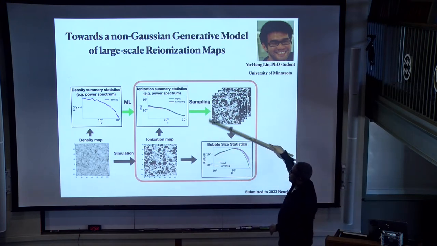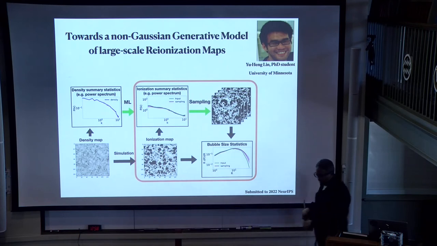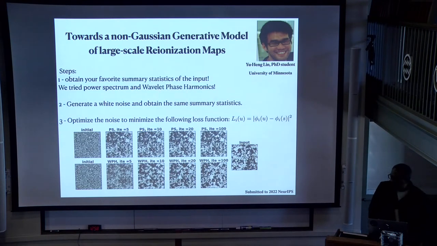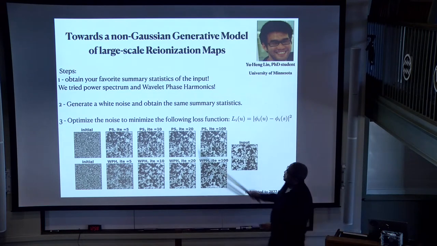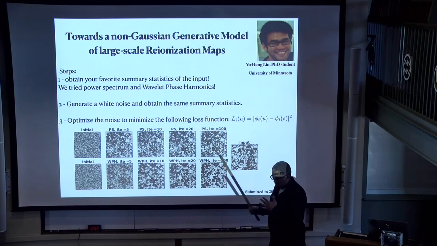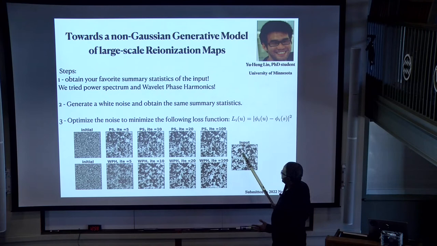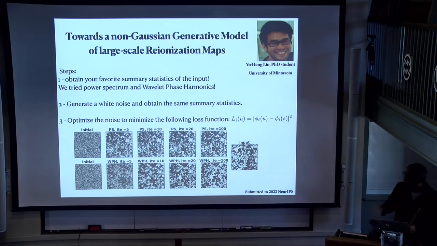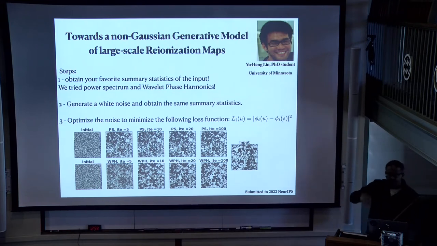So this work is mainly based on: if I give you a summary statistic, like the power spectrum of the ionization field, can I recover the generation of this? And the idea is basically quite simple. You start with the input you want, and you calculate the summary statistic you want. We tried two different methods. One is the power spectrum. And the second one is picking up features in the field really quickly.